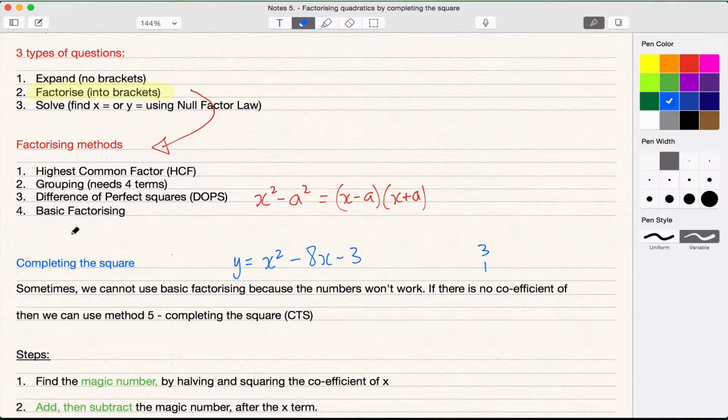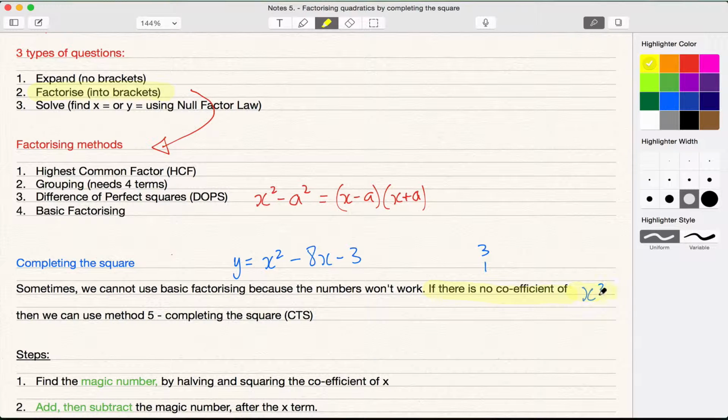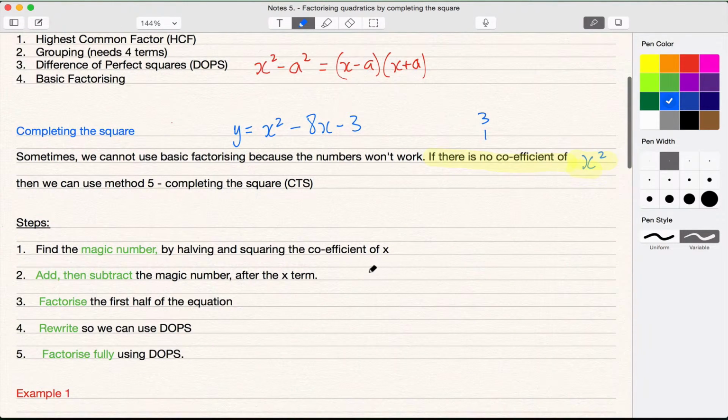So if you try basic factorising and you can't do it, you need to try the next method, which is called completing the square. If there is no coefficient of x squared, then we can use the fifth method, which is called completing the square. Your steps to use for completing the square are written below.